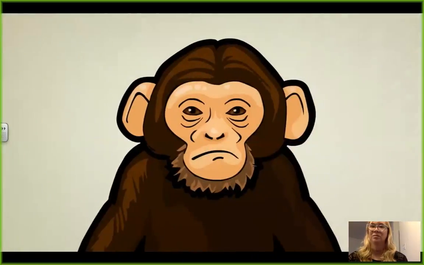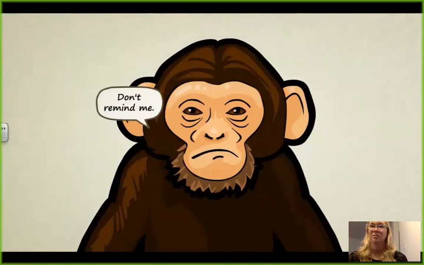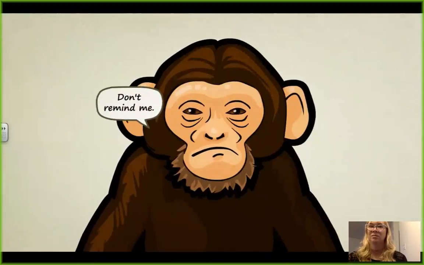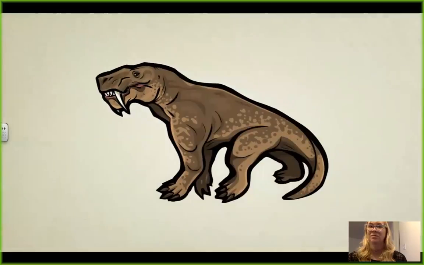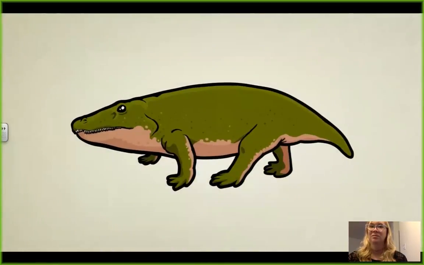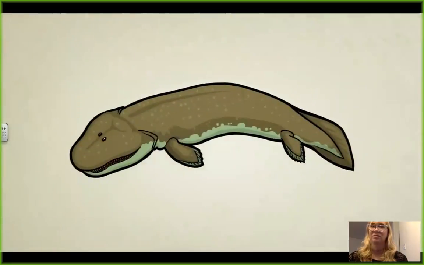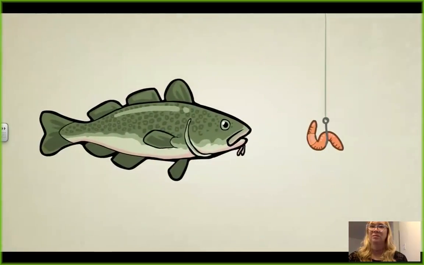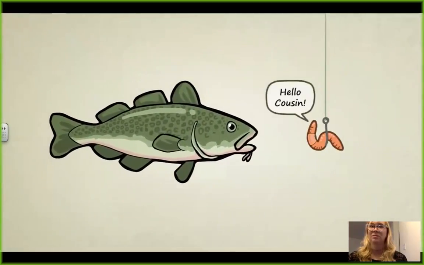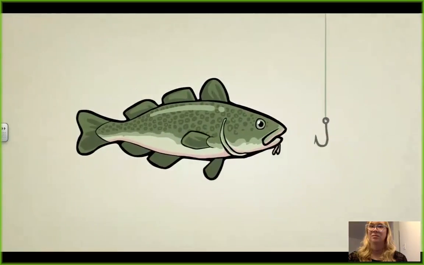We've found that humans share a fairly recent common ancestor with chimpanzees, that mammals evolved from reptile-like creatures. Those reptile-like creatures evolved from amphibian-like creatures. Those amphibian-like creatures evolved from fish-like creatures. And fish, if you go back far enough, share a common ancestor with segmented worms.